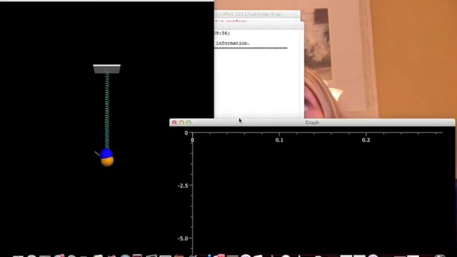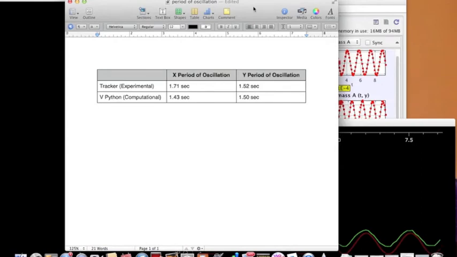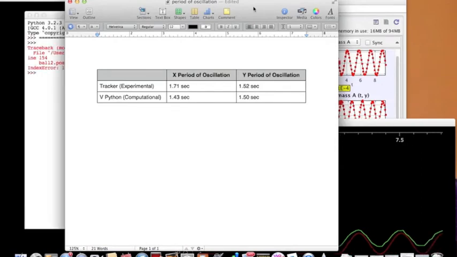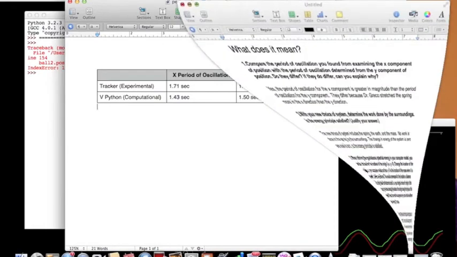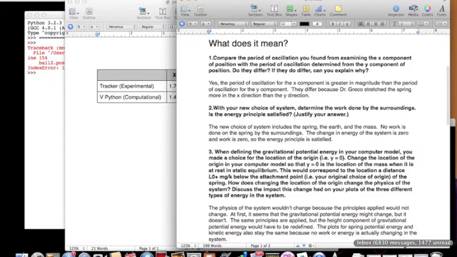Now I'll compare the Tracker data to the VPython data. The period is the amount of time it takes for one oscillation to happen. I looked at two peaks on each graph in the computational model and in Tracker and determined the change in time, which is the period. The values differed between the computational model and experimental findings for both oscillations in the x and y directions.